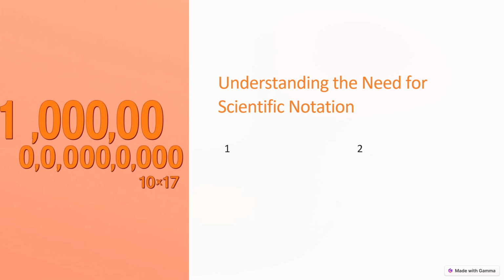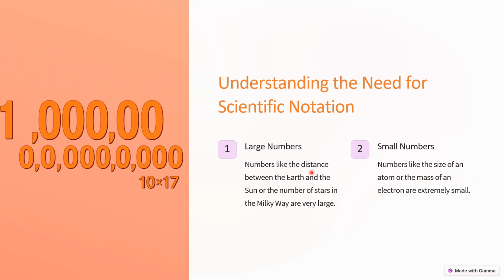Why do we need scientific notation? We need scientific notation for very large numbers and for very small numbers. For large numbers, like the distance between the Earth and the Sun, these are very, very big numbers. For small numbers, like the size of an atom or the mass of an electron, these are extremely small. So here comes the importance of using scientific notation.